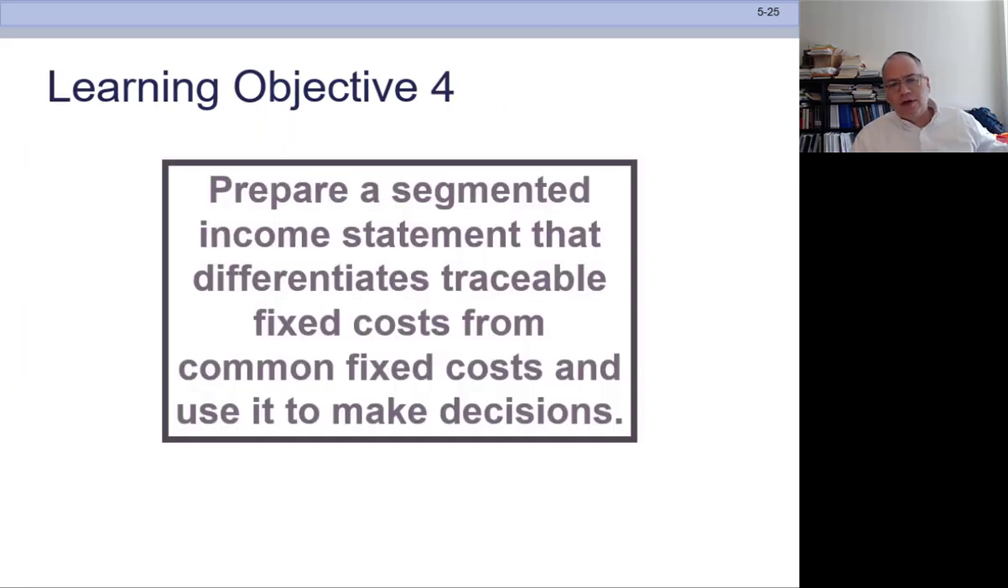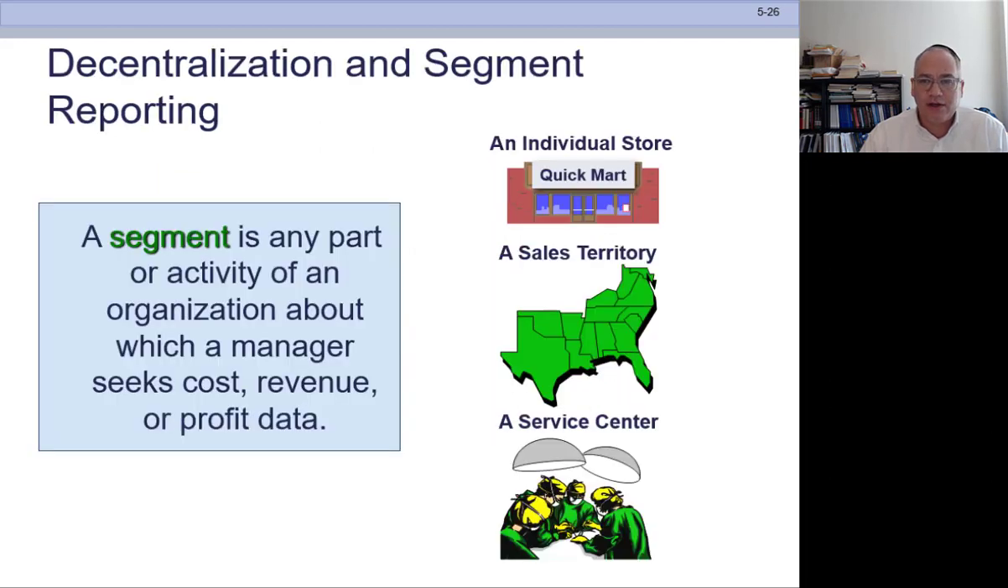Learning objective 4, prepare a segmented income statement that differentiates traceable fixed costs from common fixed costs and use it to make decisions. And this is really where the wonders of variable costs help you make decisions. This is why variable cost is so great.